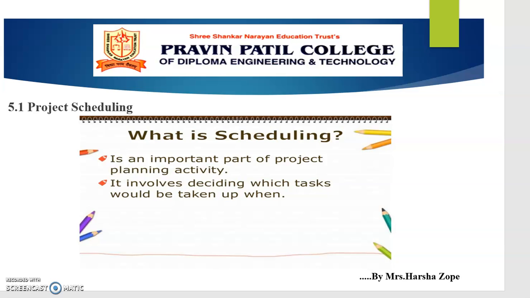Scheduling is an important part of project planning activity. It involves deciding which task would be taken up and when. It's the same as when you are making your timetable for studying purposes. The definition of project scheduling is that project scheduling is an activity that estimates how efforts are distributed across the planned project duration by allocating efforts to specific software engineering tasks.